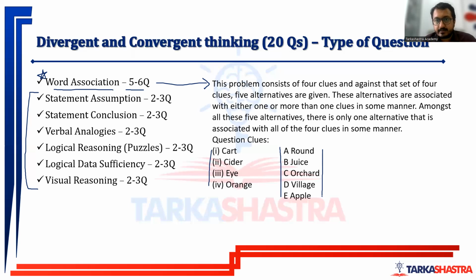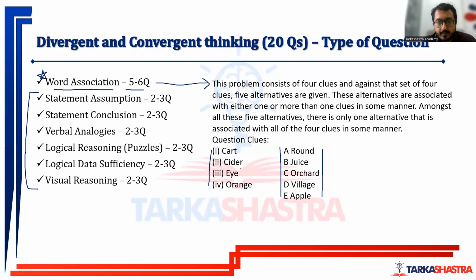And there is only one alternative that is associated with all the 4 clues in some manner, and that particular alternative is your answer. Okay, so you have to make sure you identify that one. Now this is the toughest part, right? When you look at cart, you can relate it to anything.